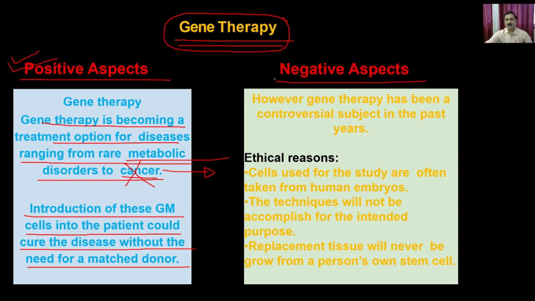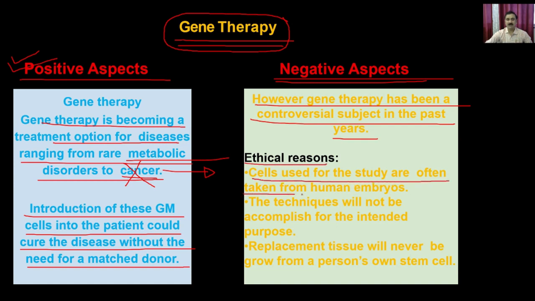What are the negative aspects? The negative aspect is that gene therapy has been a controversial subject in the past year, because there are ethical issues, like cells used for the study are often taken from the human embryo. Although these are human embryos which are being donated by women, these embryos are live, so they could have developed into a baby, or into a human being. But because you require these cells, the pregnancy was terminated, and that's how you have taken these embryos. You have not grown them into a baby; instead you have taken out the cells.